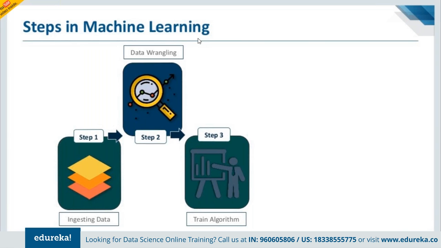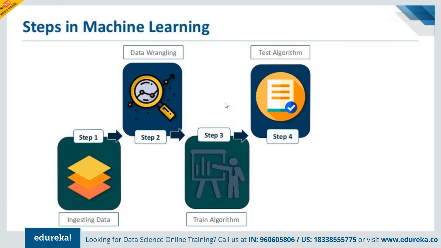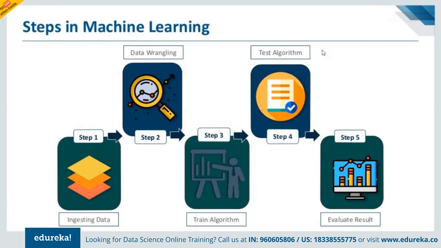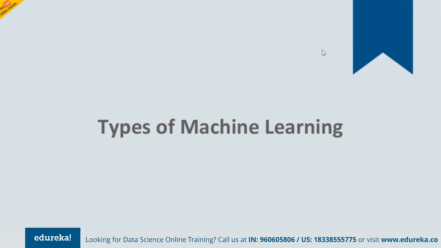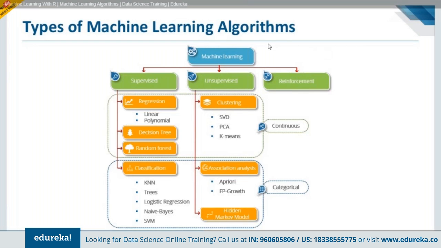So I have the algorithm over there, the logic I am writing to predict what will happen in the future. Next, what I do is test the algorithm on the test data. Okay, then what we do is we evaluate the results, whether the accuracy is there or not. Types of machine learning, I told you that we have different types of algorithms here.